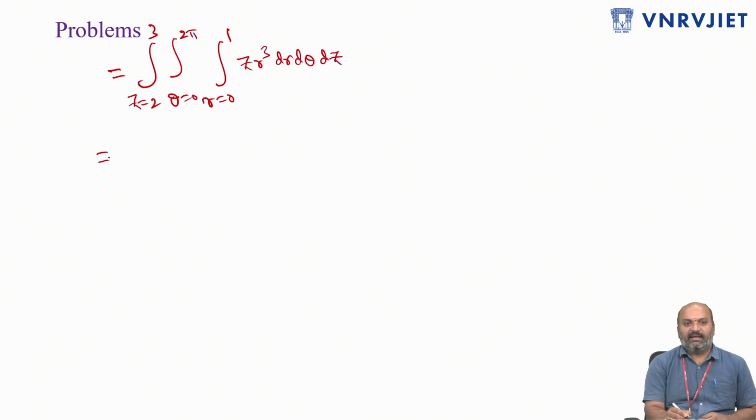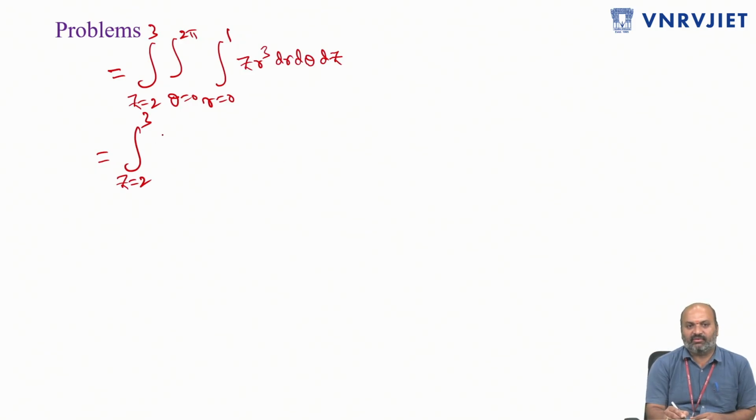Observe here, z limits are constants, theta limits are constants, r limits are also constant. Therefore, the order of integration here is immaterial. You can do first r then theta then z, or z first then theta then r, or first theta then r then z. Either way you can do. Anyway, we'll follow this order as it is.